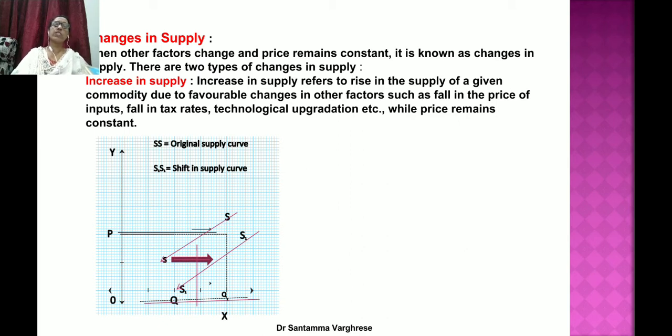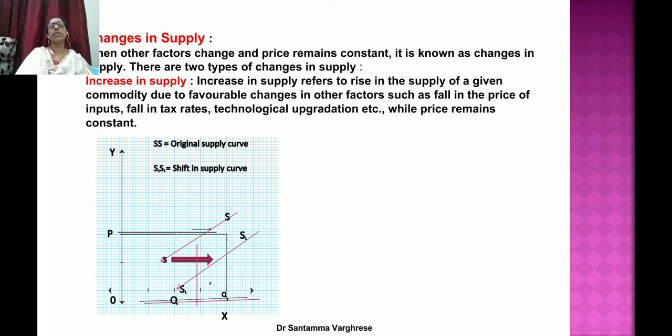the change in the price, there is a change in the supply. When the price is high, the supply increases, that is expansion in supply, and when the price decreases, the supply contracts, that is contraction in supply. That we studied. Now we are going to study the changes in supply.